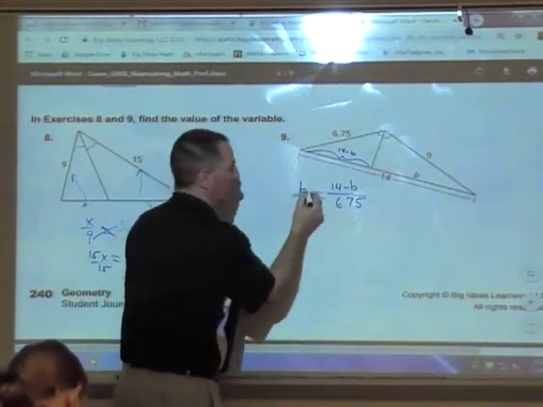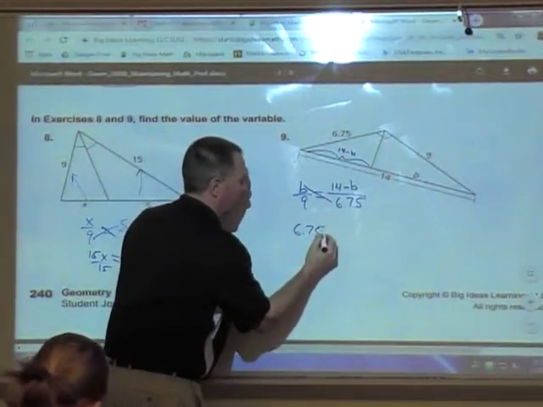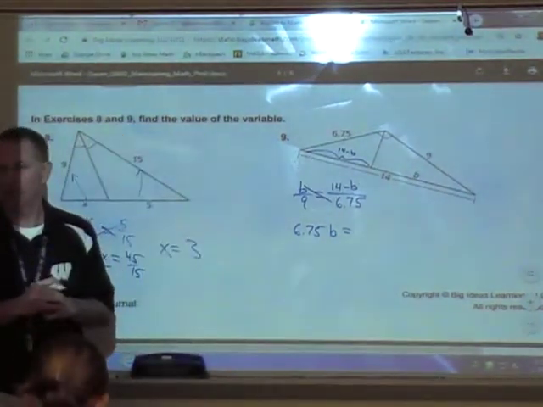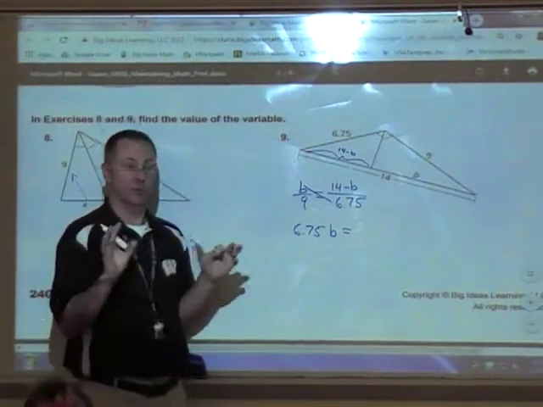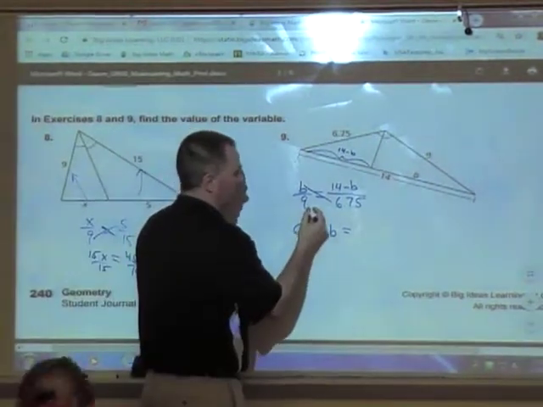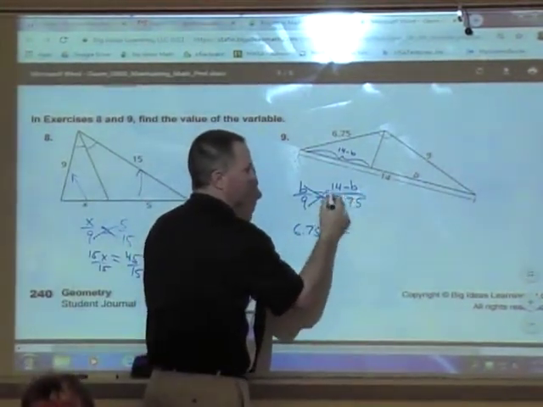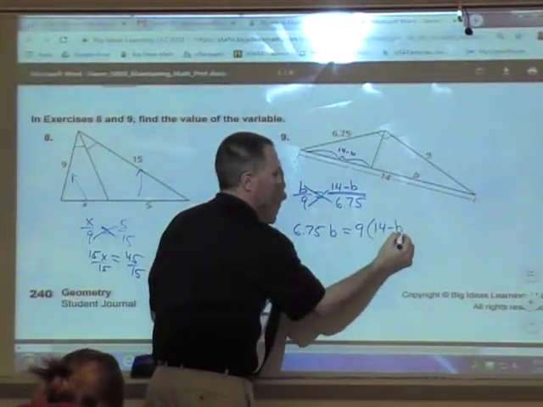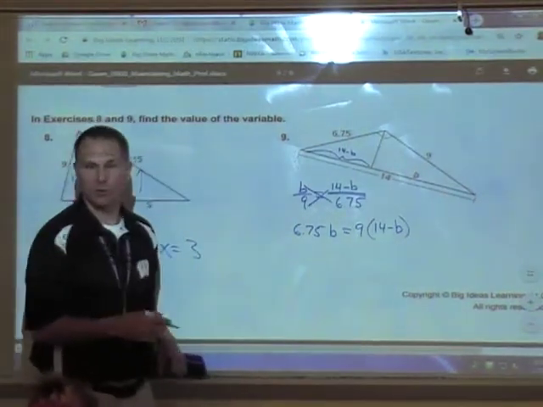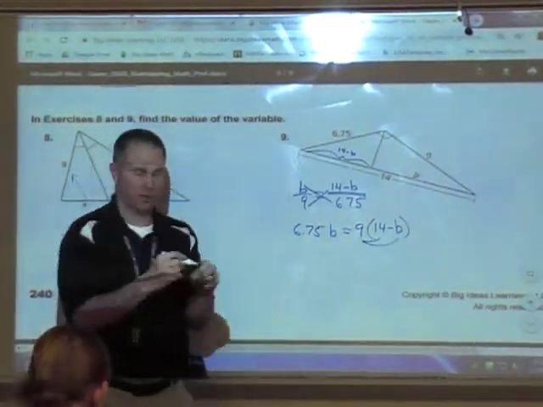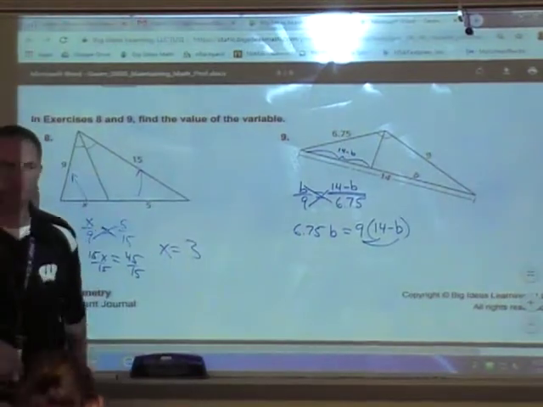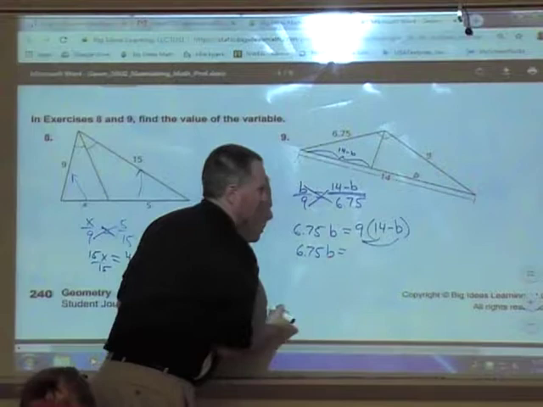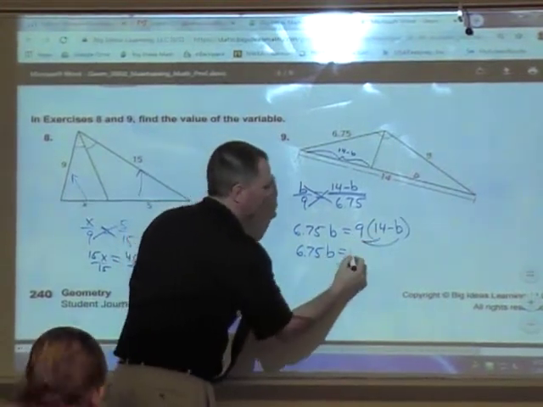So now cross multiply. 6.75 times B. Make sure your B doesn't look like your 6. Now watch. Remember this part? We're taking 9 times that whole thing. Remember, these are grouping symbols. So it's 9 times the 14 minus B. So you have to distribute that 9 through. So there's a little extra work that you're going to have to do on this problem on the test. Okay? 9 times 14, 90, and 36 is 126.